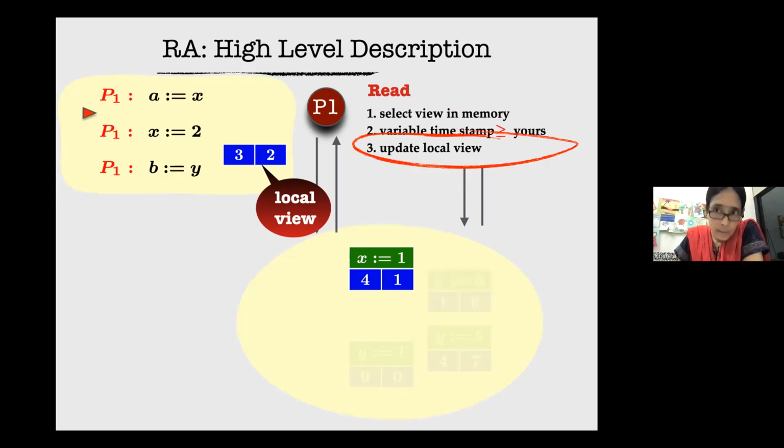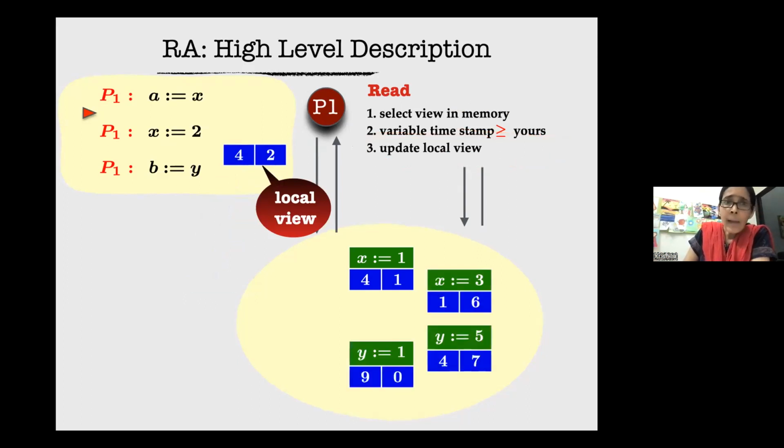Now, what happens when I read? When process 1 reads from this particular message, it has to update its information. It's going to merge its local view with the timestamps, or the logical clocks, in the message that was there in the memory pool. The merge operation is just a component-wise max, which means that at the end of the read operation, the local view gets updated to 4 and 2. And of course, the value 1 is what A gets. So this is how a read operation happens. Any questions?